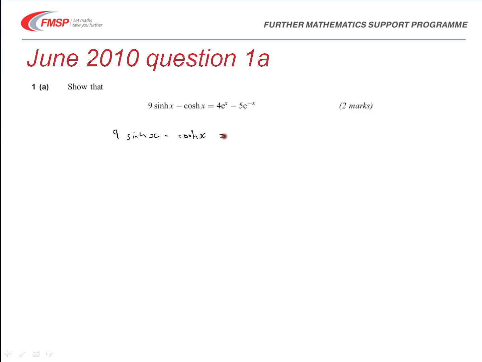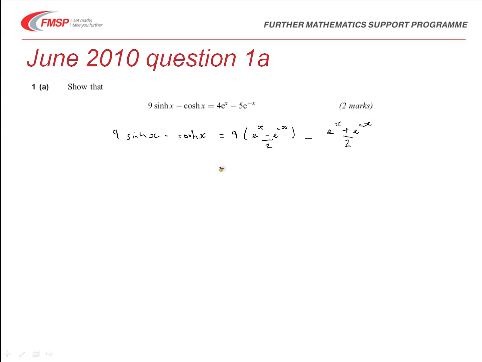So we should know that sinh x is equal to e to the x minus e to the minus x over 2. And similarly cosh x is e to the x plus e to the minus x over 2.